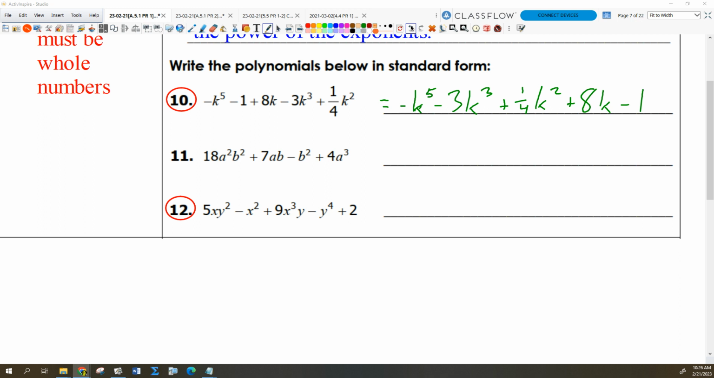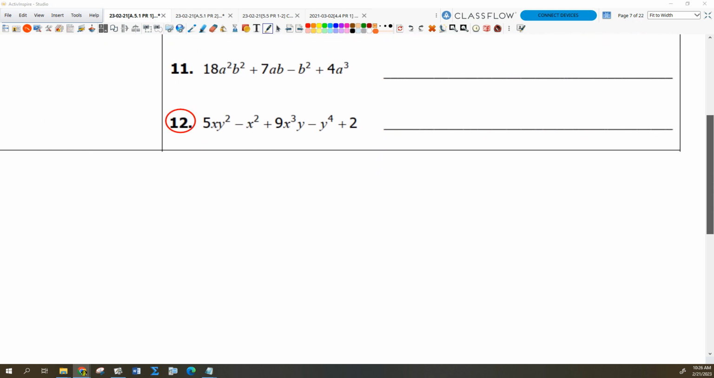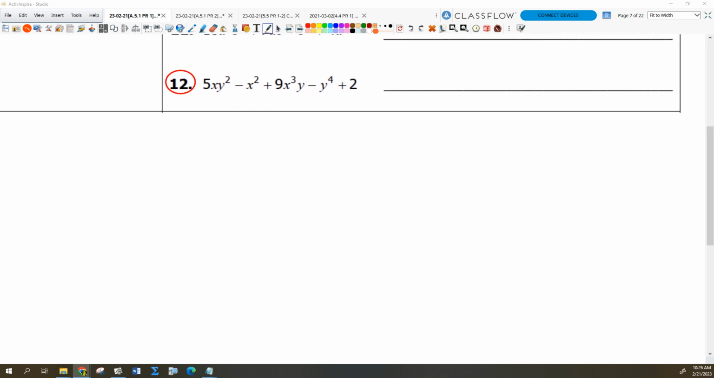Now, number 12 is kind of a challenge one. I don't think I'm going to give you any on the assignment like that, but I just want you to be familiar with it. You'll see that potentially next year. You won't see a lot of that this year, but next year you'll see more stuff like this. So can you tell me what's the term with the most powerful exponents? Or is it a tie?